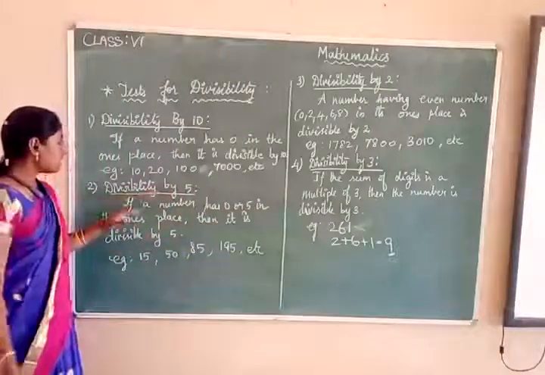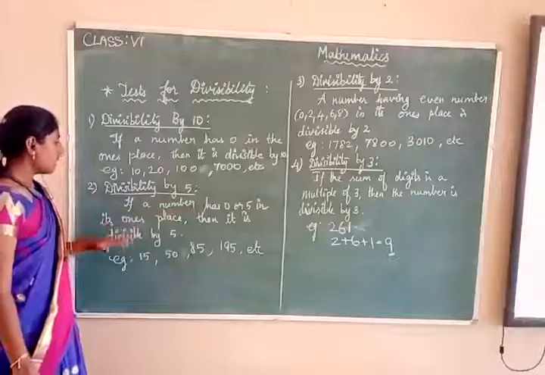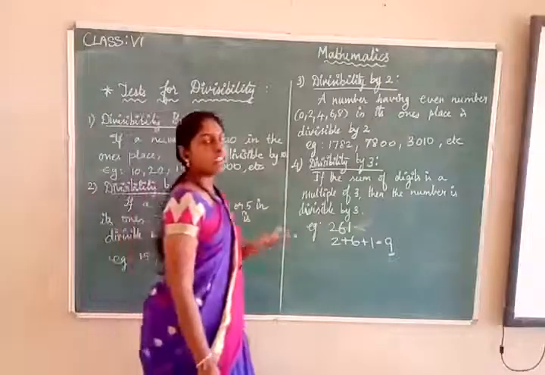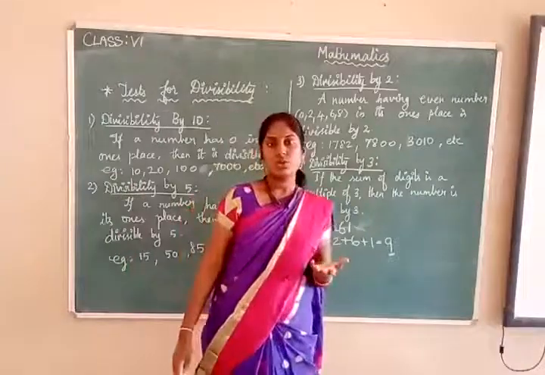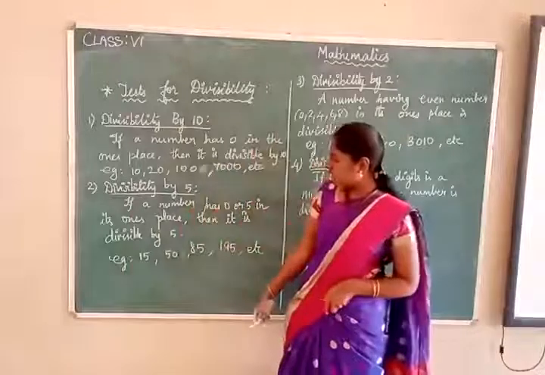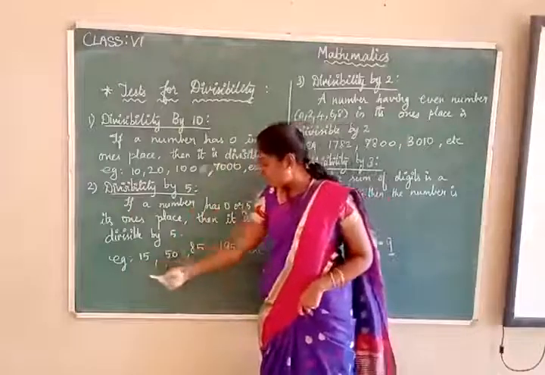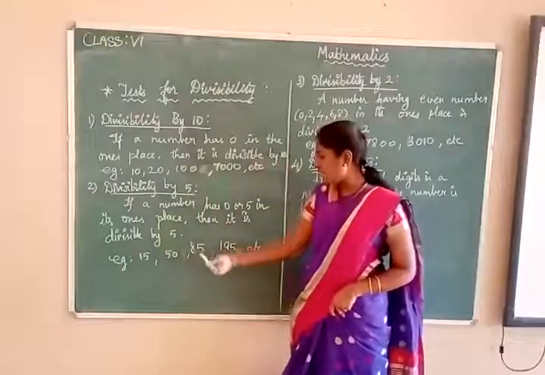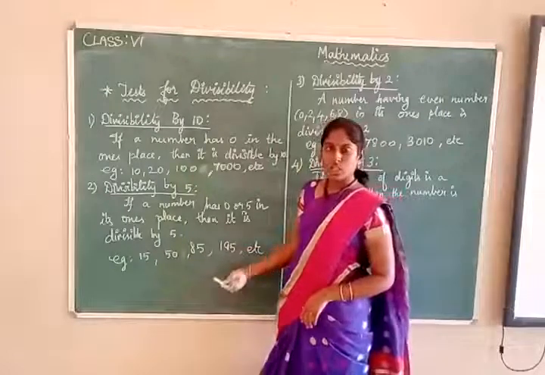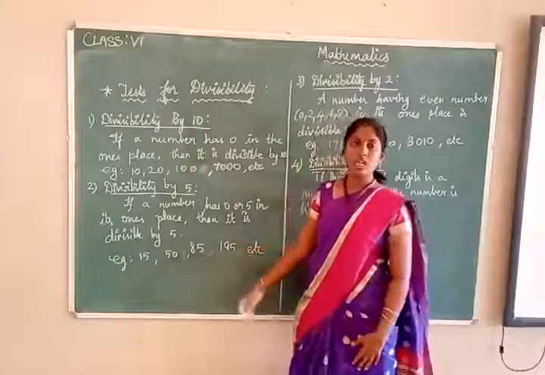If a number has 0 or 5 in its ones place, then it is divisible by 5. If we want to check whether a number is divisible by 5 or not, what we have to do is check whether it is ending with 5 or 0. Let's see the examples: 15, 50, 85 and 195. Is it clear for all of you? So all these numbers end with 5 or 0.